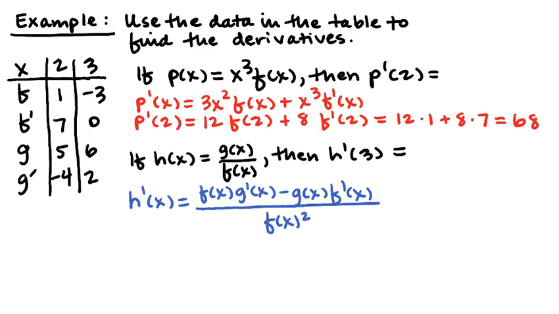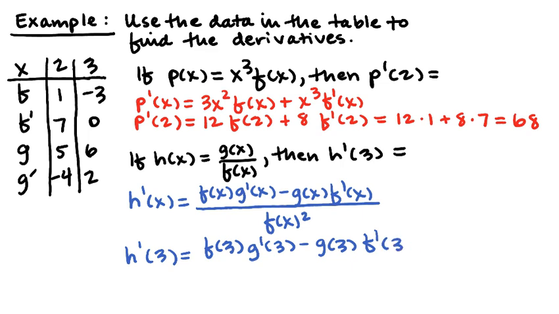Okay, well, that means that h prime of 3 is going to be f of 3 g prime of 3 minus g of 3 f prime of 3, divided by f of 3 squared.